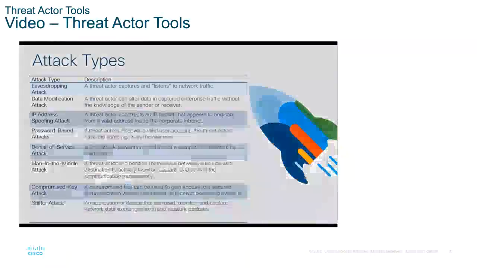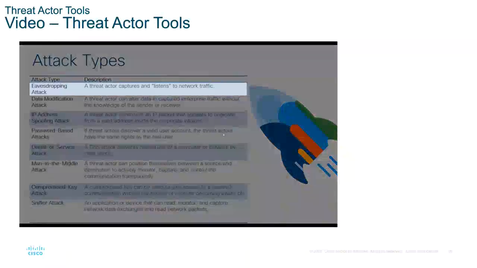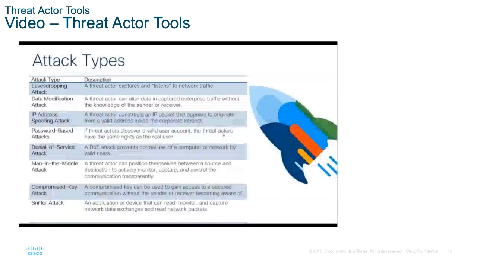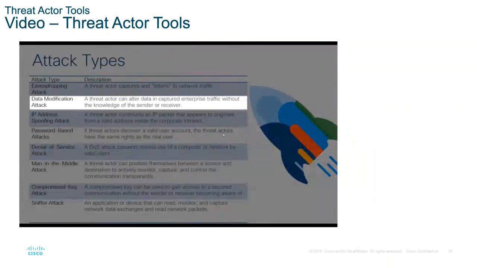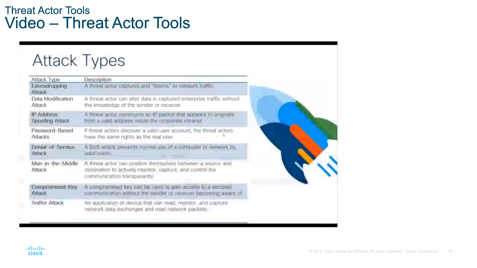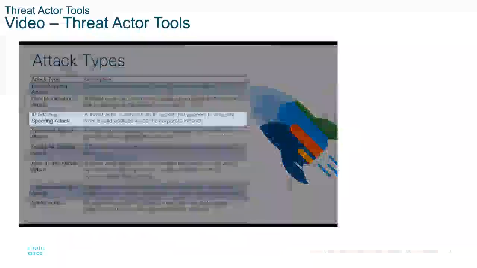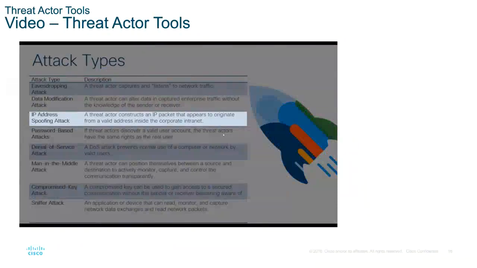Well, eavesdropping attack. Using a tool like Wireshark, a threat actor would be able to capture network traffic and listen to it. They can even save the capture and open it at a later time to study it. With data modification, we take it one step further. It's not just listening and capturing data, but it literally is capturing data and altering it without the sender or receiver knowing. With IP address spoofing, a threat actor can pretend to be whoever they want to be. They can choose the source IP address on their message and send this message out across the network.